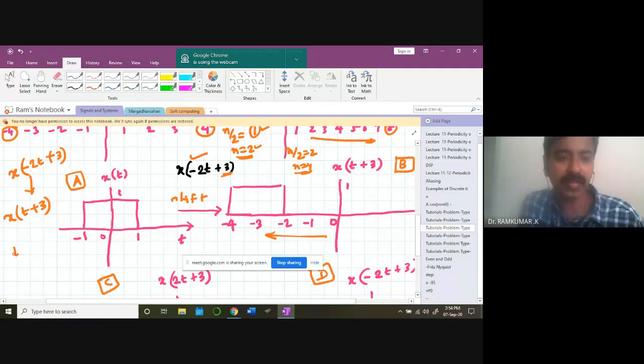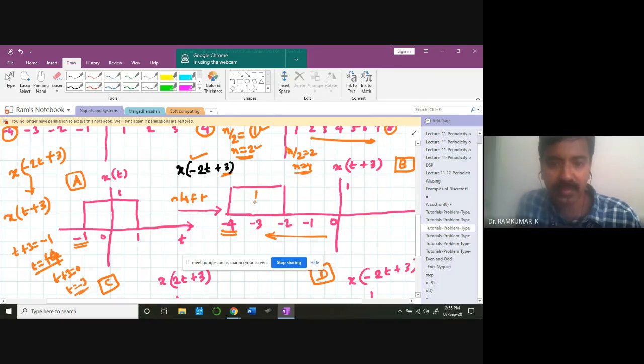When I do this, t plus 3 is equal to minus 1, so t equals minus 4. Minus 1 will be pushed to minus 4. Then 0: t plus 3 is equal to 0, t equals minus 3. So 0 will be coming at minus 3.